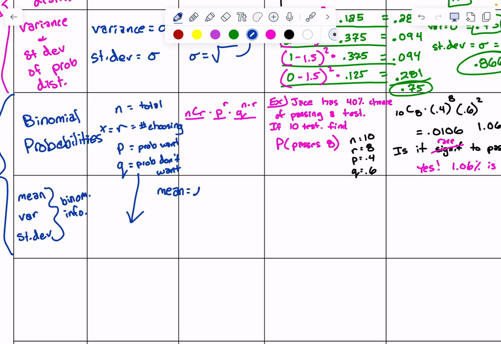The mean is mu, and there's a formula for the mean. Variance is sigma squared. There's a formula for that. Standard deviation is still sigma, and there's a formula for that.